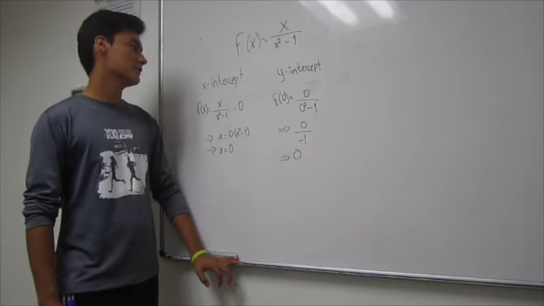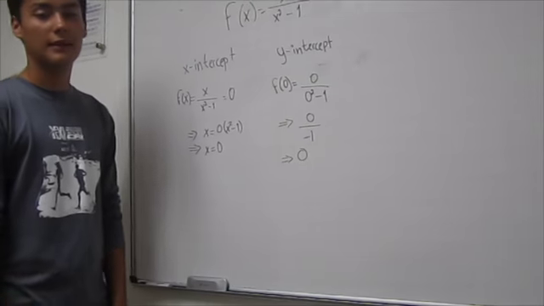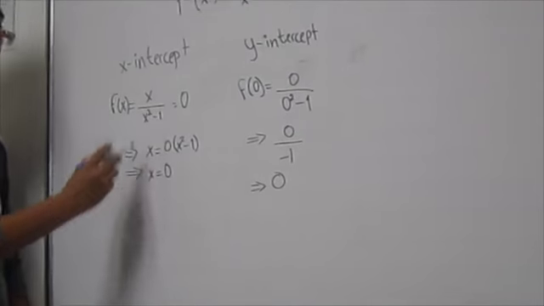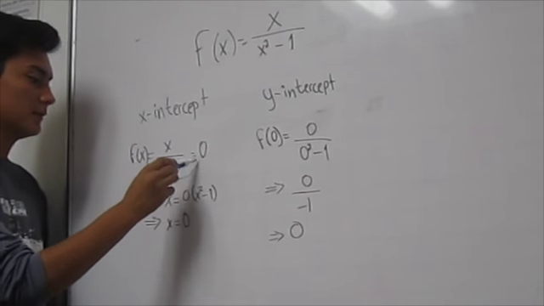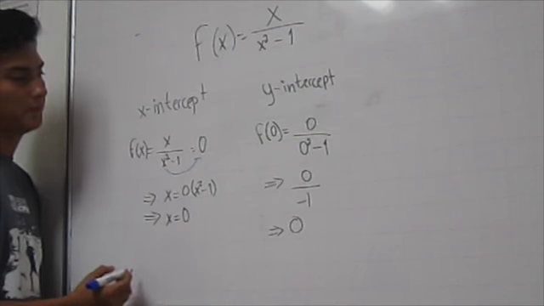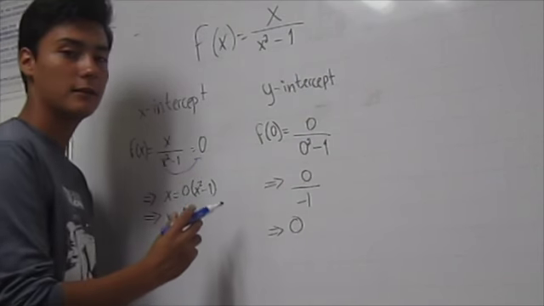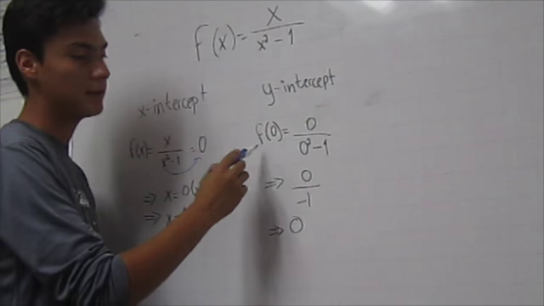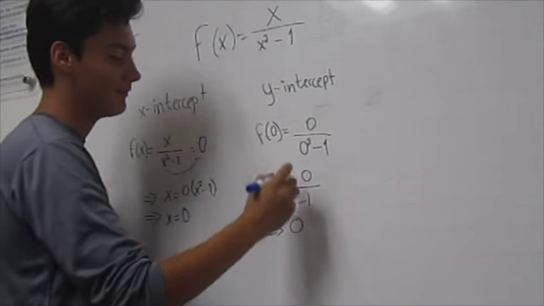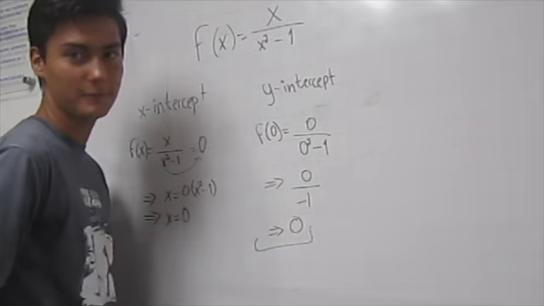To get the x-intercept, we know that the function is equal to 0. So the only thing we need to do is isolate x. It was multiplying this times this, which gives us 0. So this is our variable, x equals 0. And to get the y-intercept, we have to substitute the variable x with 0, sorry. So it gives us 0.